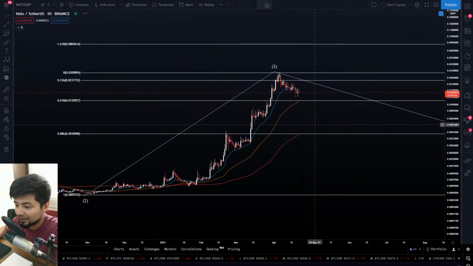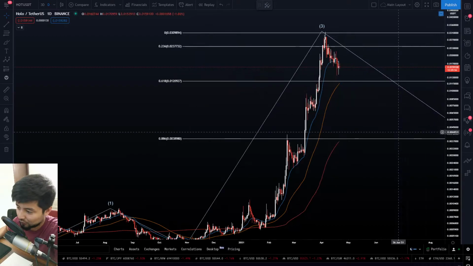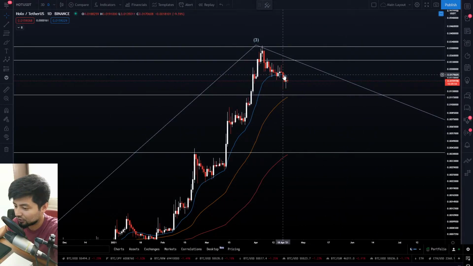The daily time frame, let's just check that one out as well, guys. This is losing hold on the 21 simple.